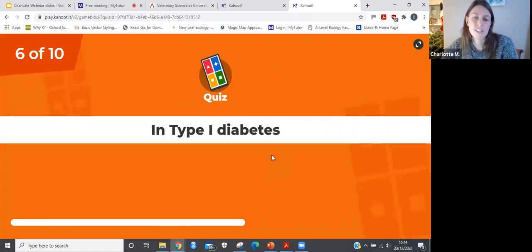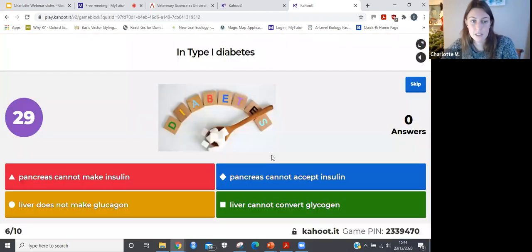Question 6. In type 1 diabetes, the pancreas cannot make insulin, the pancreas cannot accept insulin, the liver does not make glucagon, or the liver cannot convert glycogen. Which of those happens in type 1 diabetes?